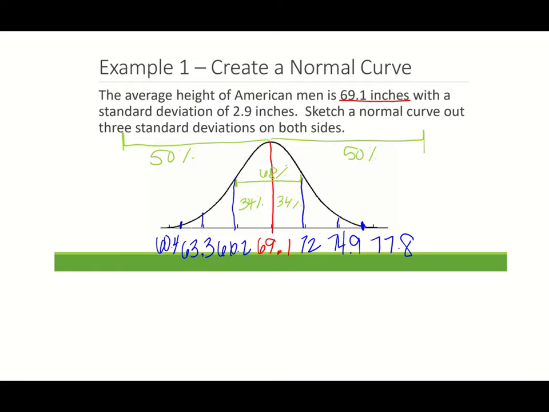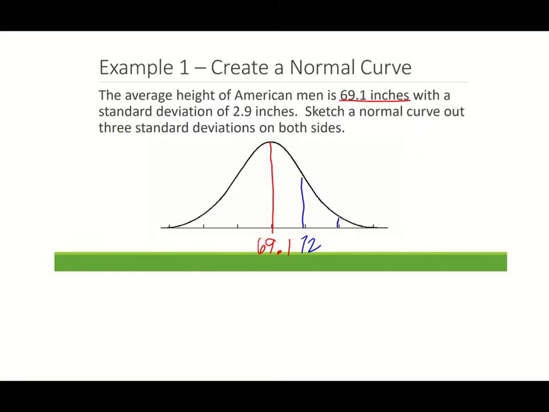And then we have the same thing with 2 standard deviations and 3. So from 63.3 to 74.9, we know that's 95%. So in here is 13.5% and 13.5%. And then here we have our 2.35%. So we can use these percentages by adding and subtracting to get different percentages of people between different standard deviations. So let's look at a couple examples.